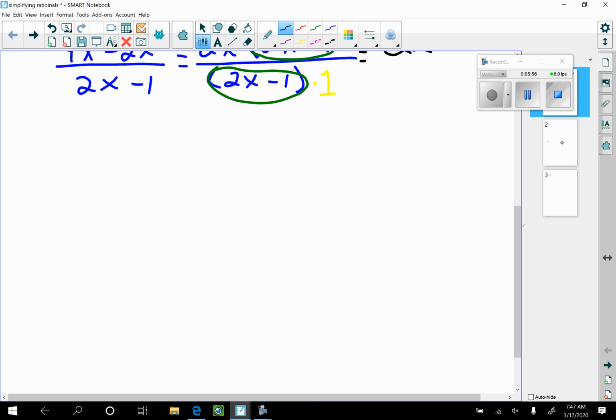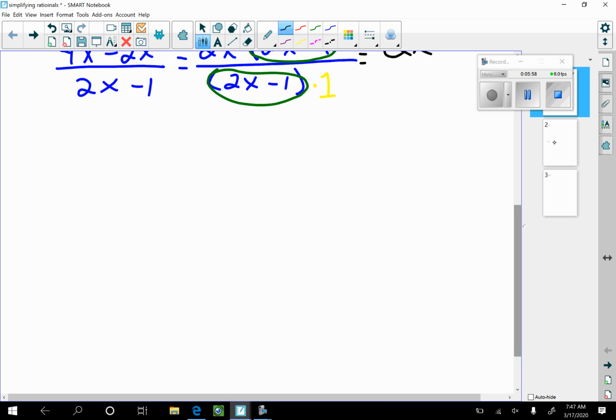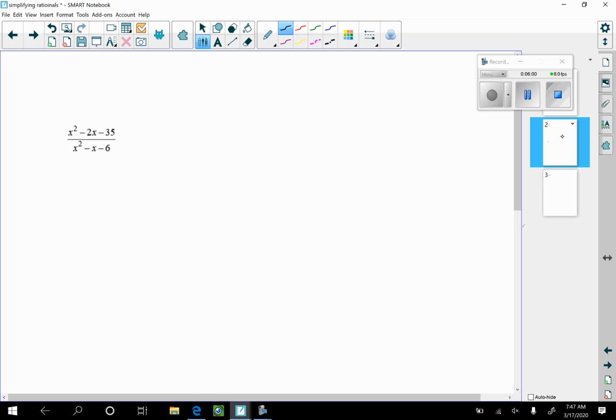And let's go to the next page then. I think we're done with this page. We are. Let's go to the next page. Hey, we should be able to do this one good. Keep in mind what we're going to do is simplify this rascal. How are we going to simplify? We are going to factor, and then we're going to cancel like factors. We're going to factor and cancel.